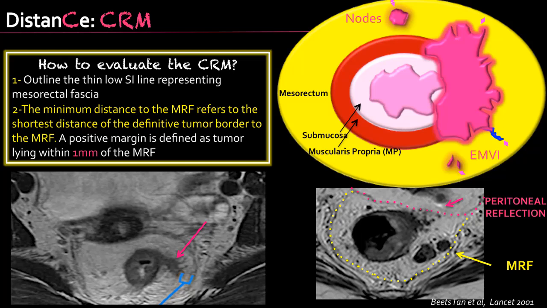So how to assess the circumferential resection margin? First, you outline the very low signal intensity representing the mesorectal fascia, and then you look for any nodes, tumor deposit, or extramural vascular invasion lying within 1 millimeter between the mesorectal fascia and the tumor. And this will be a positive mesorectal fascia.